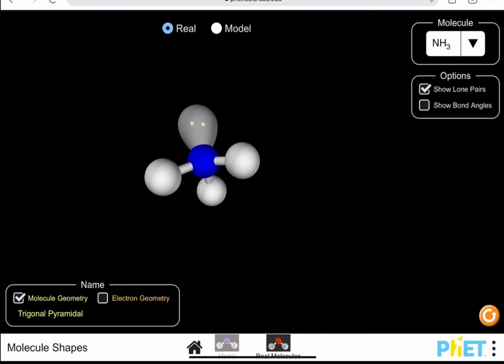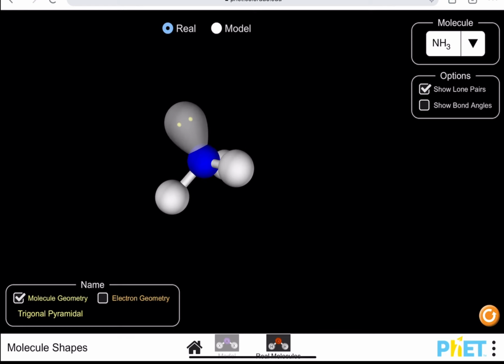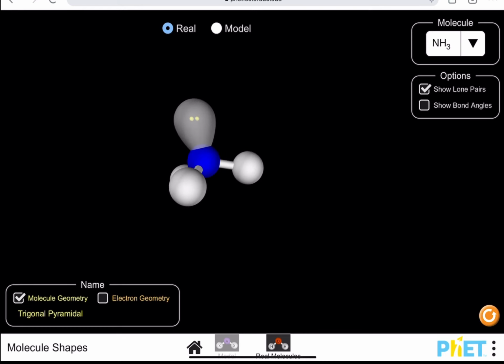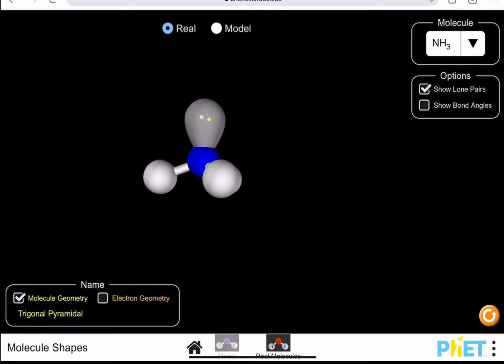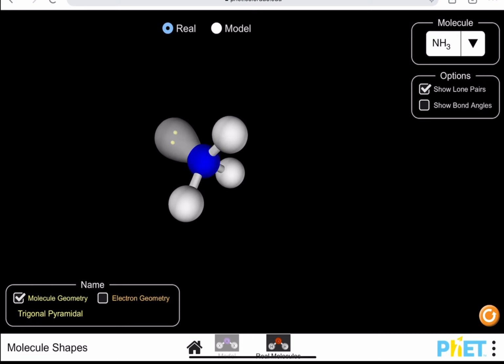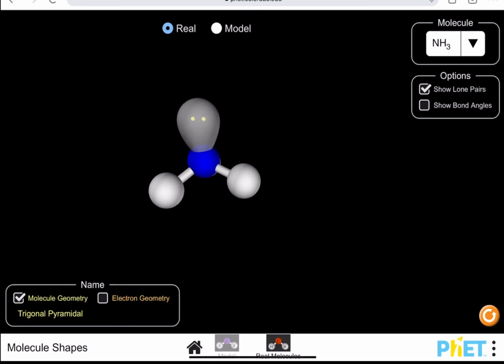So NH3 in the 3D model, though, is a little bit different. We don't see these 90-degree angles coming out here. What we really see is this pyramid shape underneath it, which is where it gets its name, pyramidal. And then trigonal, we've got 3 bonding groups off of nitrogen. So this is what trigonal pyramidal actually looks like.